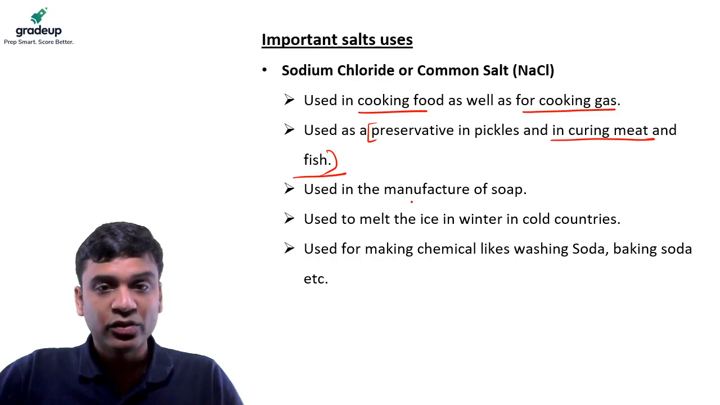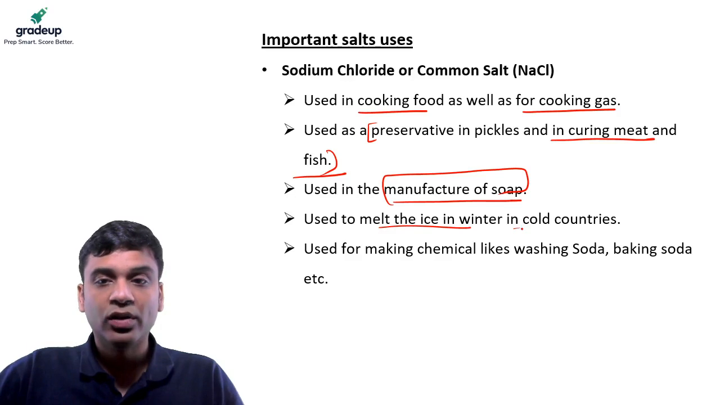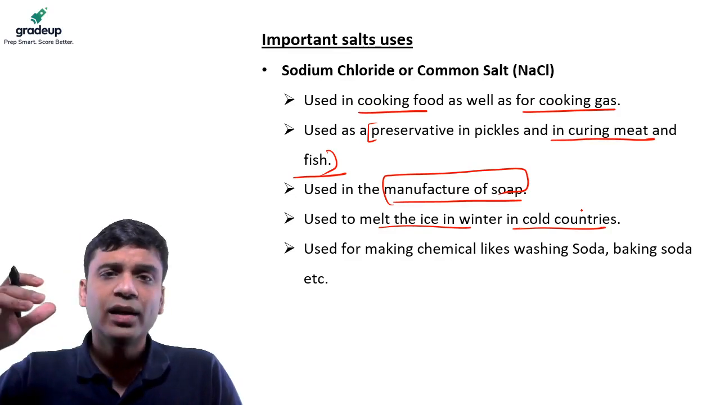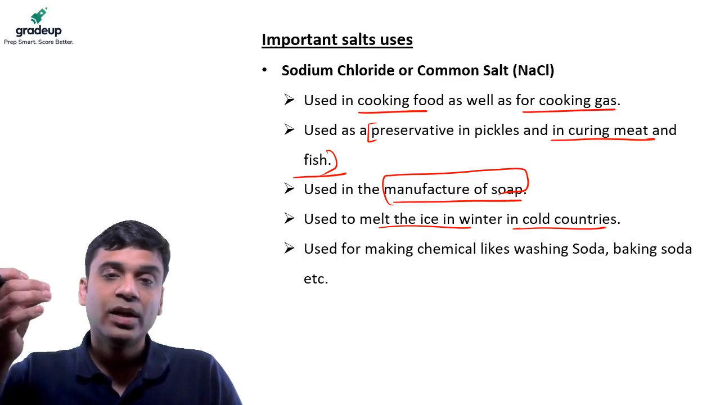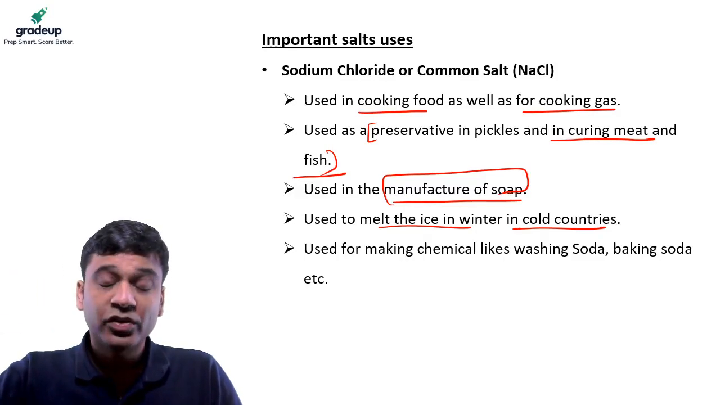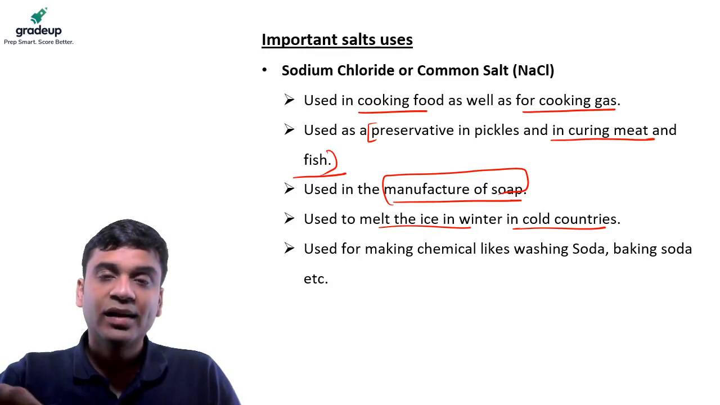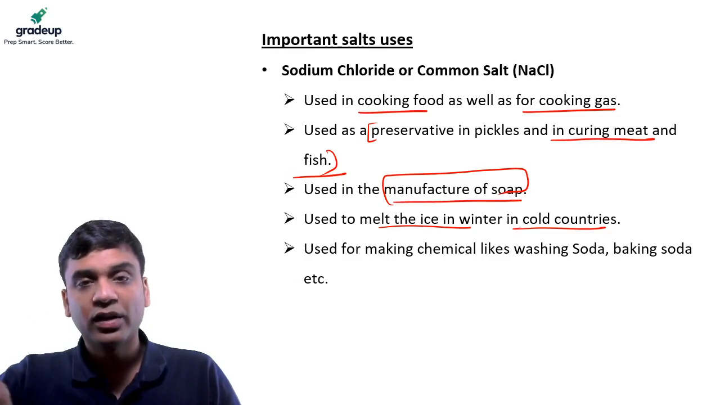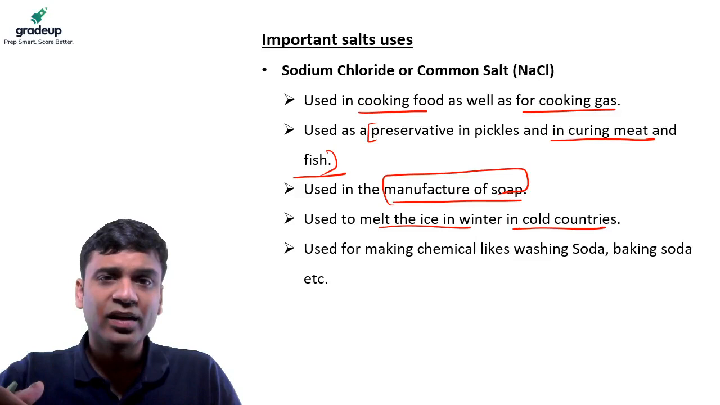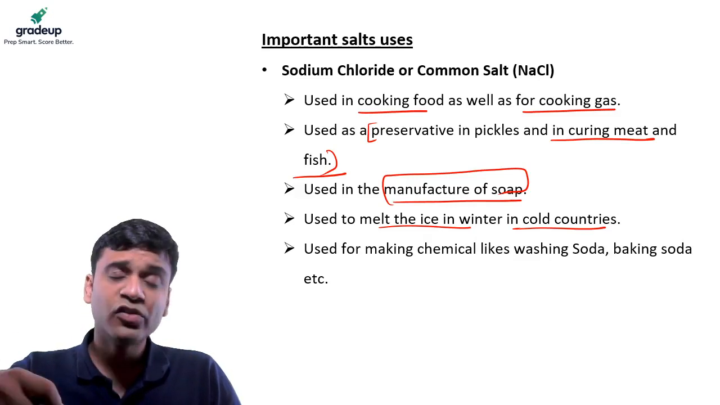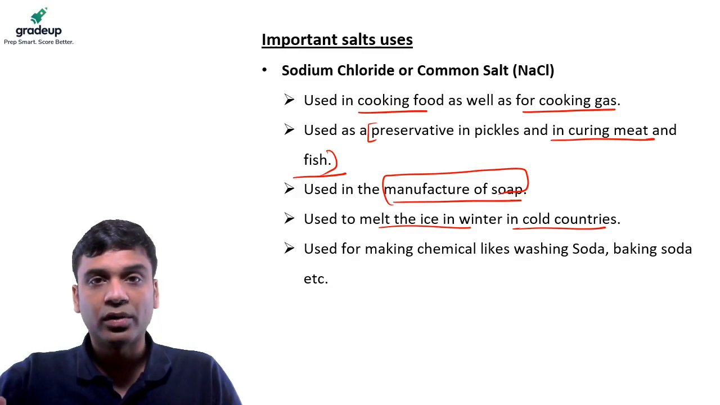It is used in manufacture of soaps, NaCl. It is used to melt the ice in winters in cold countries because NaCl lowers the melting point of ice. So if you add salt at a point, ice won't be formed at that place. Water itself will be there. So in Siberian or colder countries, salt is added because the melting point is lowered and the ice gets converted to water.